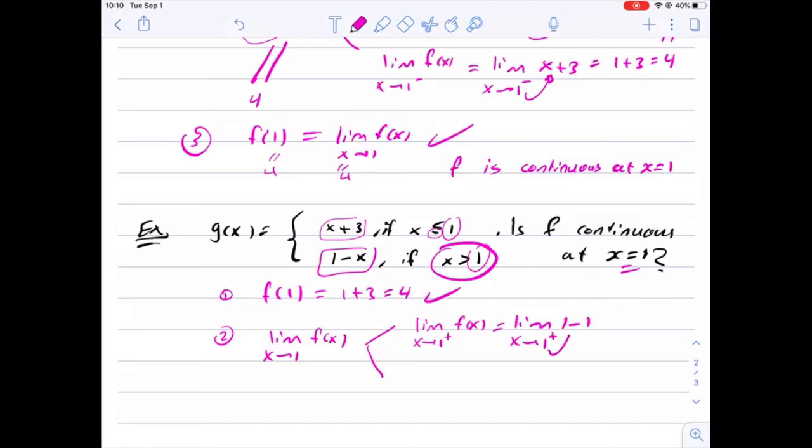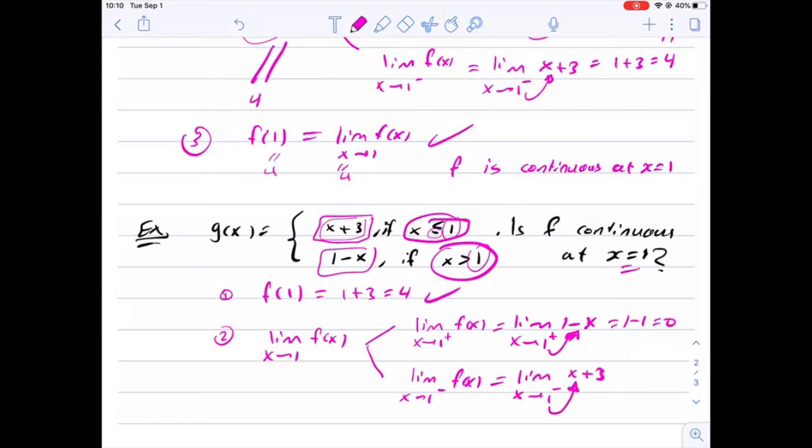And then we plug this value here. So we get 1 minus 1, which is equal to 0. What about the limit as x goes to 1 from the left? Here, x is less than 1. That means we plug into this rule, x plus 3. And then plugging x equals 1 here, we get 1 plus 3, which is equal to 4.